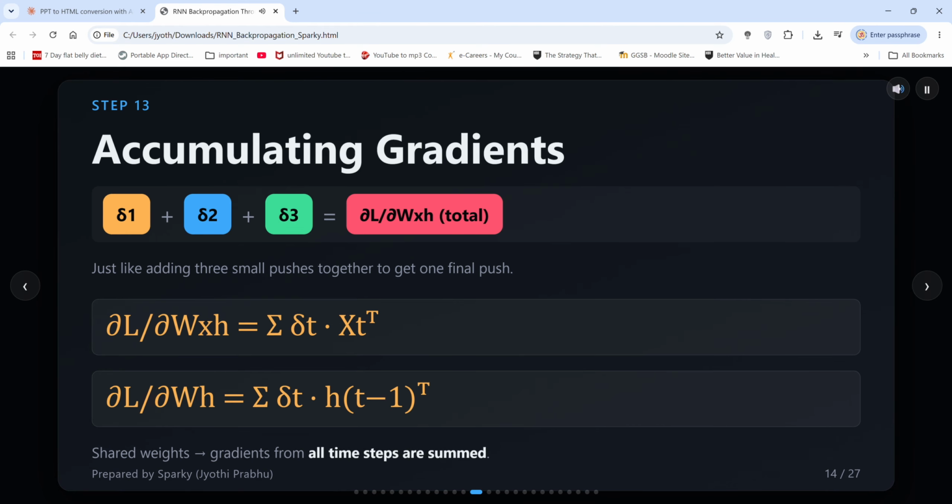Here's the most important part of BPTT. Because Wxh and Wh are shared across all 3 time steps, we don't just use one delta. We add up the contributions from delta 1, delta 2, and delta 3 to get the final gradients for Wxh and Wh.